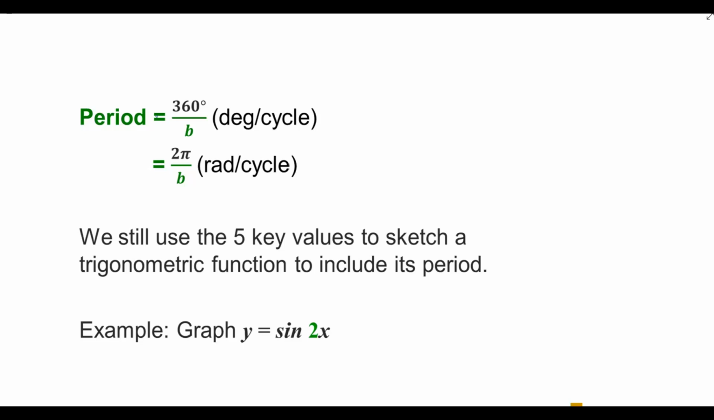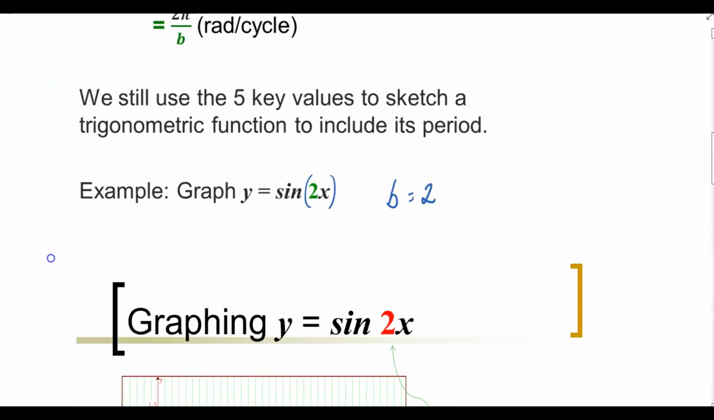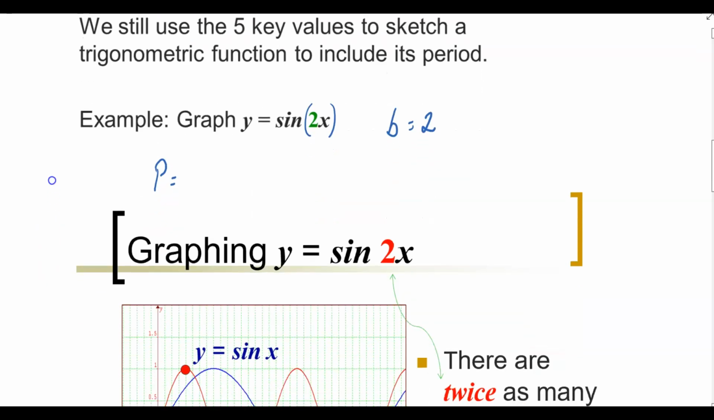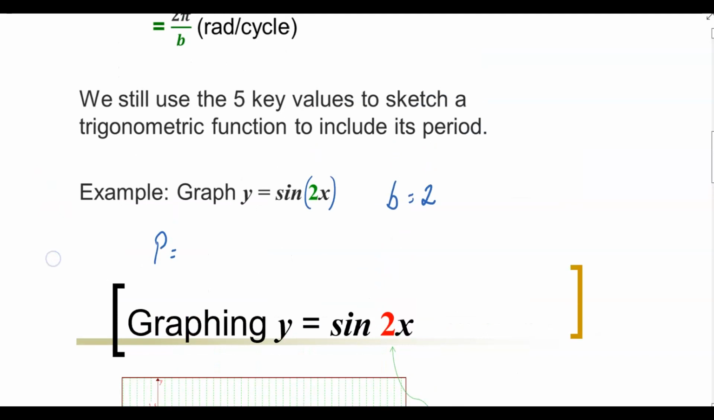So in our first example, we're going to graph y equals sine 2x. Now, we have to remember what y equals sine x looks like when the b value is a 1, and now this b value is equal to 2. Graphing y equals sine 2x, let's first calculate the period. We're in degrees, so the period is equal to 360 degrees divided by the b value, which is 2. So the period is equal to 180 degrees.